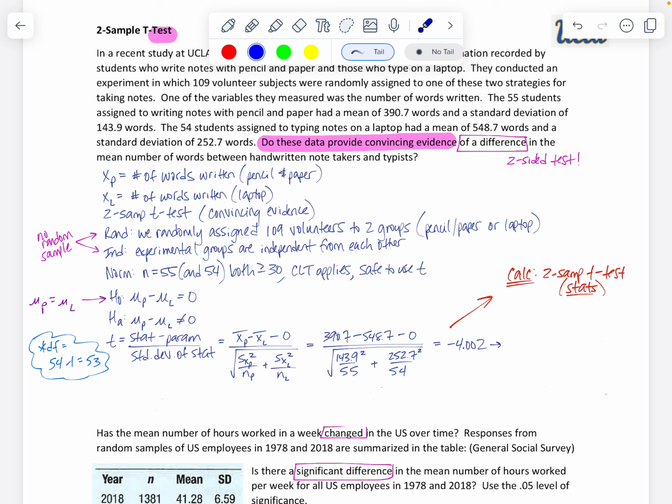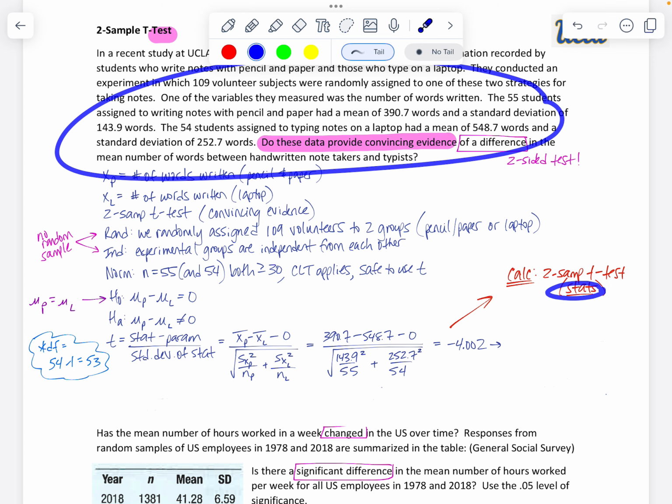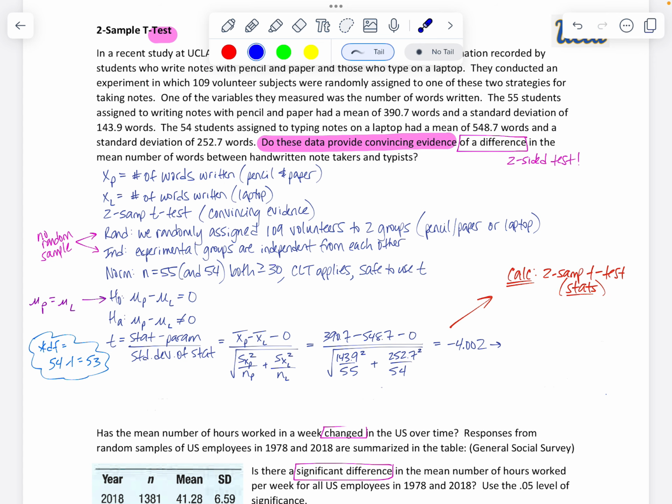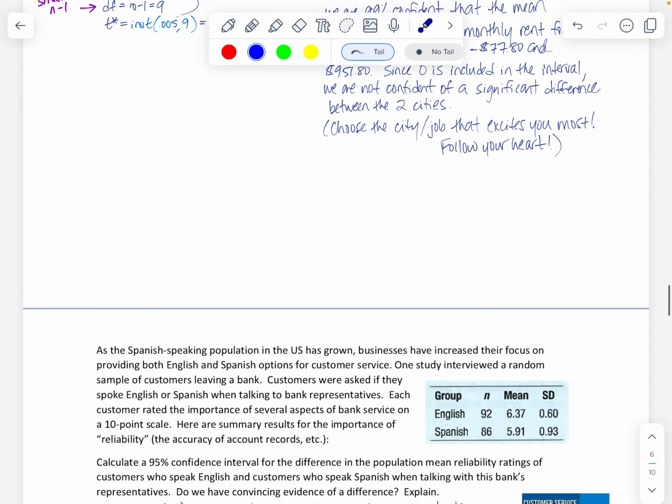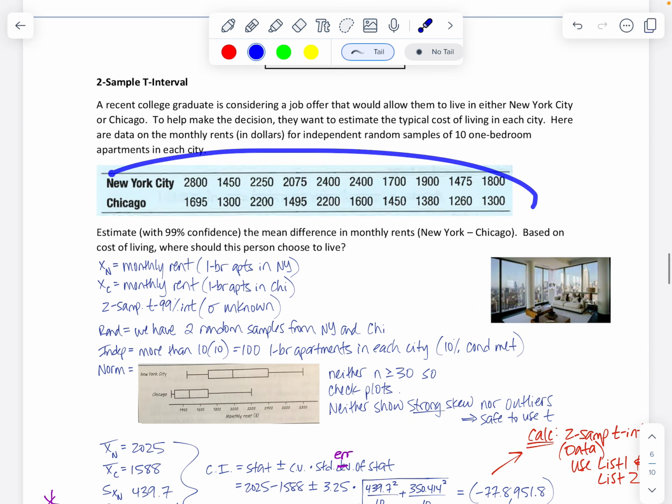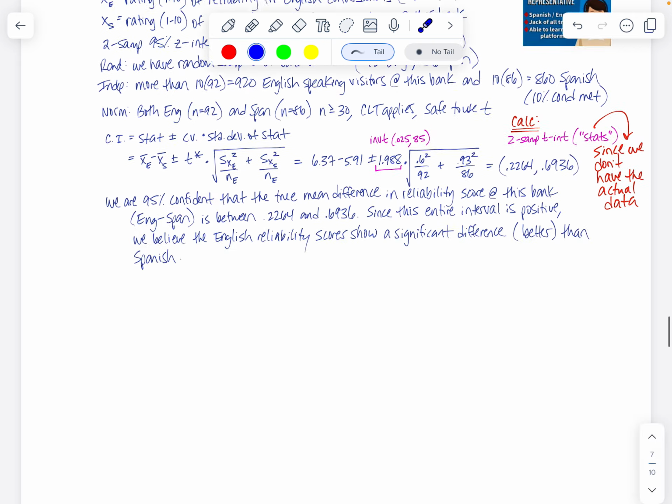You can type this into your home screen, or in the calculator, go to 2 sample t-test, and it will ask you, do you have the stats or do you have the data? Here, up here, we have the X bar and the S sub X, that's the stats. And then it'll give you a bunch of boxes for you to type those into. Remember what it looks like if you're given the data, that means you have the actual numbers from the problem, and then you can just tell your calculator to use list 1 and list 2. That's the difference between those, okay?